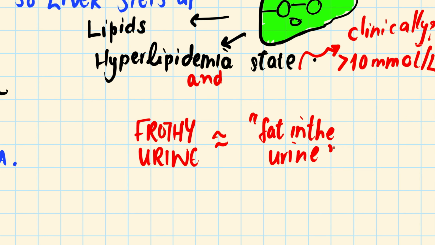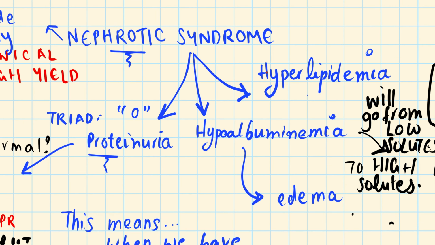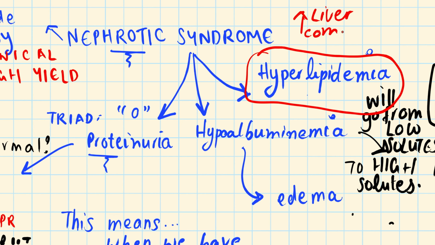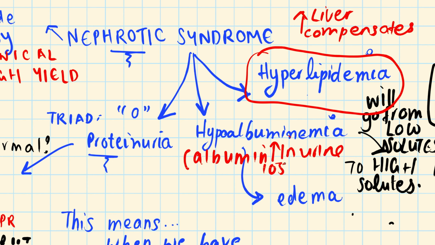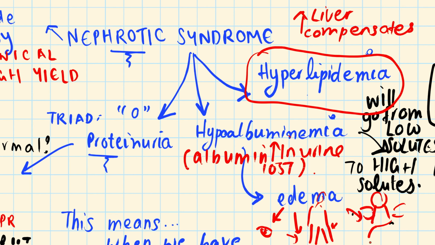Okay, now in summary, you have proteinuria, you have hyperlipidemia because the liver is trying to compensate due to the albumin being leaked out in the urine and then being hypoalbuminemia. You have edema, periorbital, peripheral, generalized. And proteinuria, remember the rho should remind you of nephrotic syndrome. Nephrotic syndrome should remind you of proteinuria.